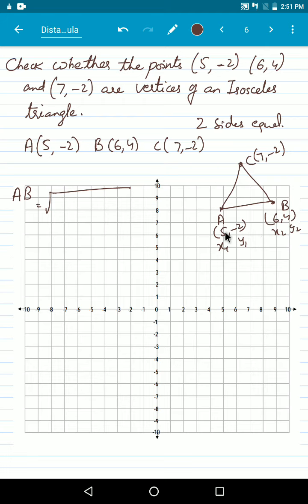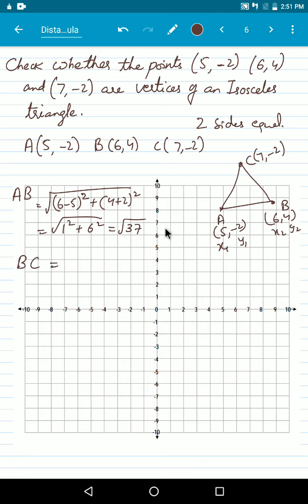So 6 minus 5, 6 minus 5 whole square, plus y2 minus y1. So y2 is 4, minus of minus 2 will become plus. So 4 plus 2 whole square. So this is 1 square and this is 6 square. Okay, so we'll have root 37. 1 square is 1, 6 square is 36. So 1 plus 36 is root 37. Okay, so AB we got root 37.